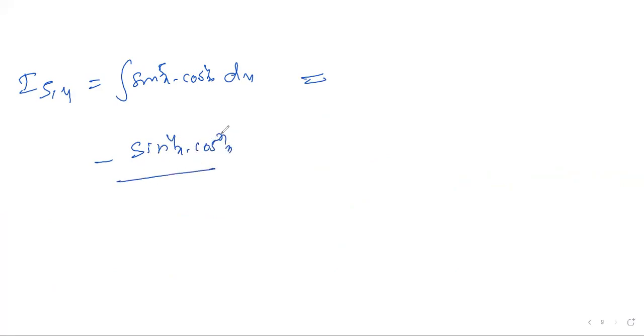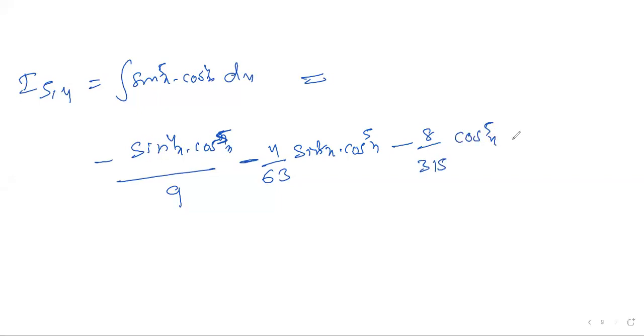I(5,4), that is the integration of sin^5 x into cos^4 x into dx, is equal to the answer: minus sin^4 x into cos^5 x by 9, minus 4 by 63 sin^2 x into cos^5 x, minus 8 by 315 into cos^5 x plus c. This is your required answer for your case.